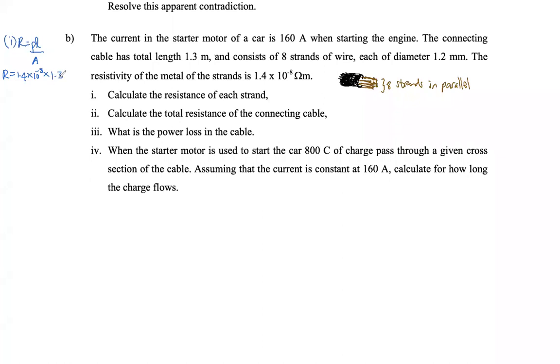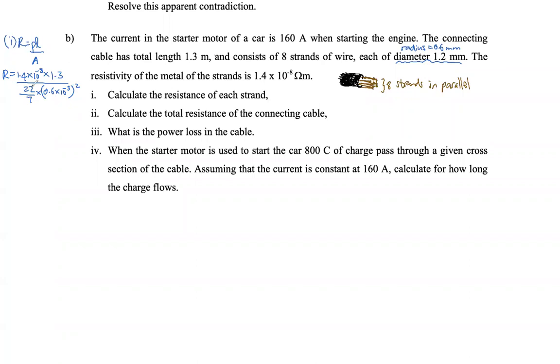Over 1.3. For area, you have to put pi, 22 over 7, into diameter, which is 1.2 millimeters. That means radius I can take as 0.6 millimeters. Now I have to be very careful here. 22 by 7 into 0.6 into 10 to the power minus 3, squared, no? This is the correct substitution.